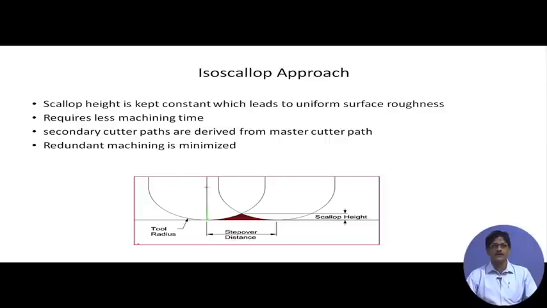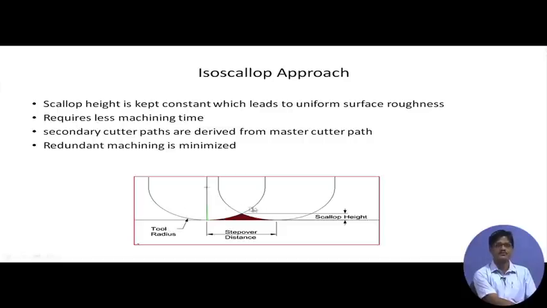So, scallop height is kept constant, which leads to uniform surface roughness. This requires less machining time because there is no redundant machining. Secondary cutter paths are derived from a master cutter path, and the master cutter path is generally taken to be one of the edges of the surface.